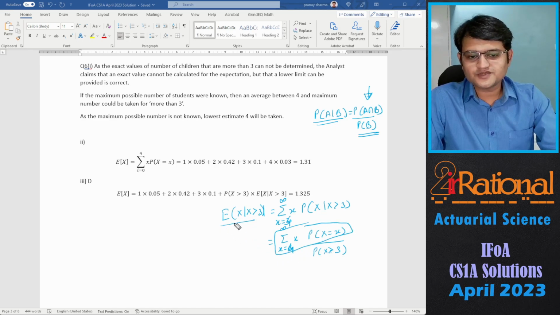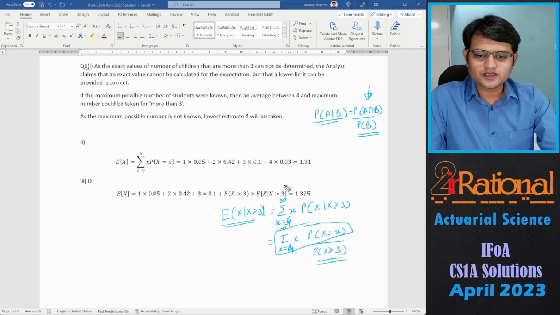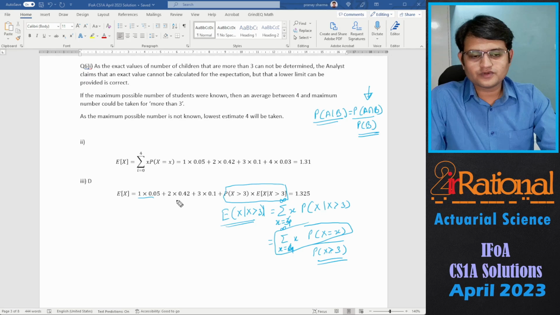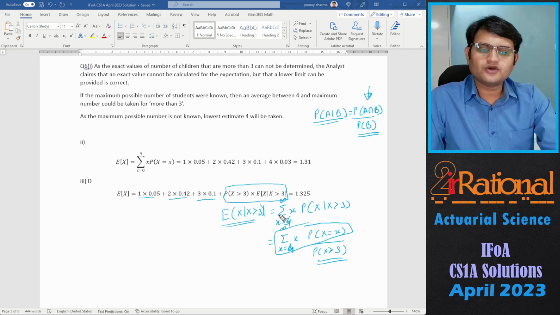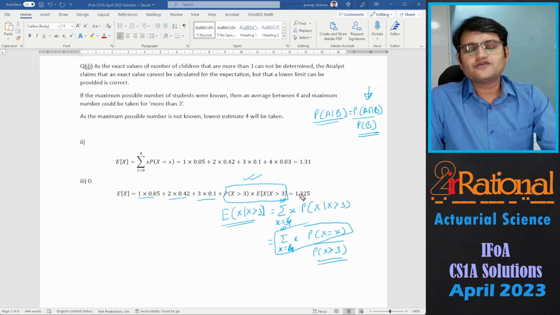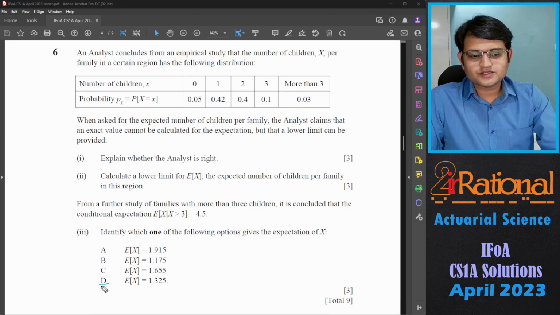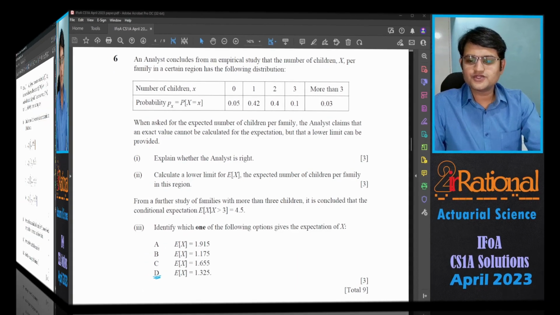So it would be expected value into probability greater than 3, that is this part. And for the rest, I have 1 into 0.05 probability of 1, 1 into probability of 2, 3 into probability of 3, and this would be summation of values of x into probability of x from 4 to infinity. So the value we get is 1.325. That is option D. Let's go to the next question.